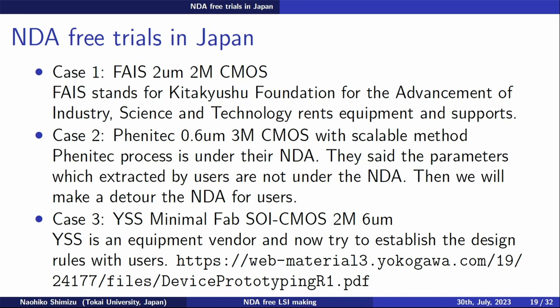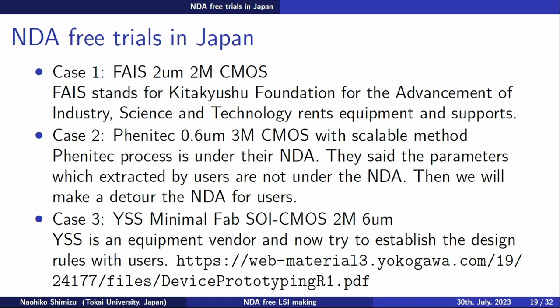Second case, Fentech is a Japanese semiconductor manufacturer, and it is an old technology, but they have MPW at very, very low cost. Not free like Skywater, but the turnaround time is much shorter. We get a chip in 2 months. And they require an NDA, but I made a workaround detour to the symbolic method that the previous session's John Paul mentioned.